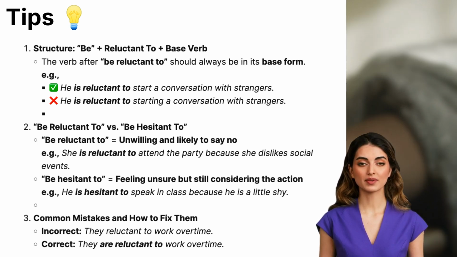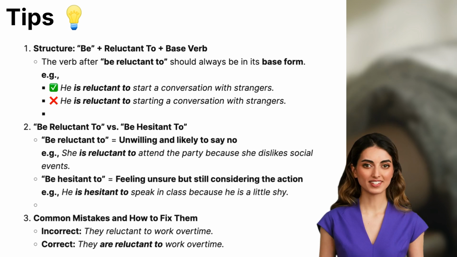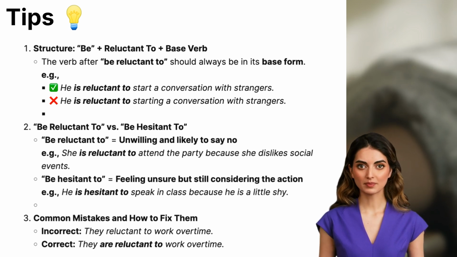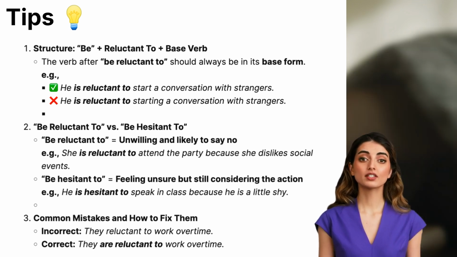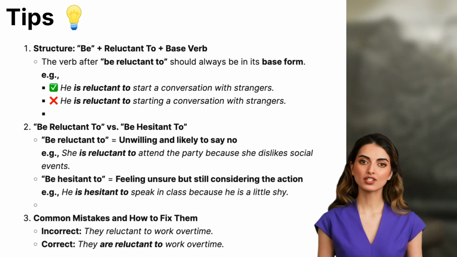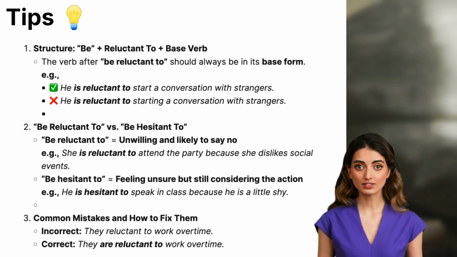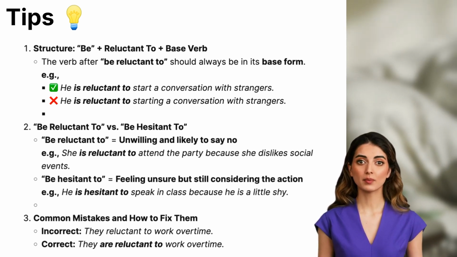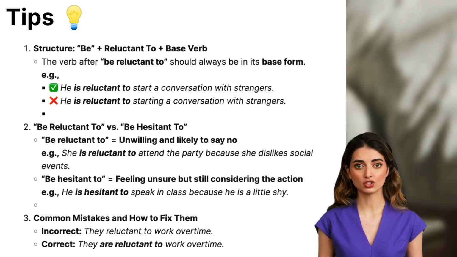Be hesitant to means someone feels unsure but is still considering the action. Example: he is hesitant to speak in class because he is a little shy. He might speak, but he is nervous. If someone strongly resists doing something, use be reluctant to. If they are unsure but might still do it, use be hesitant to.